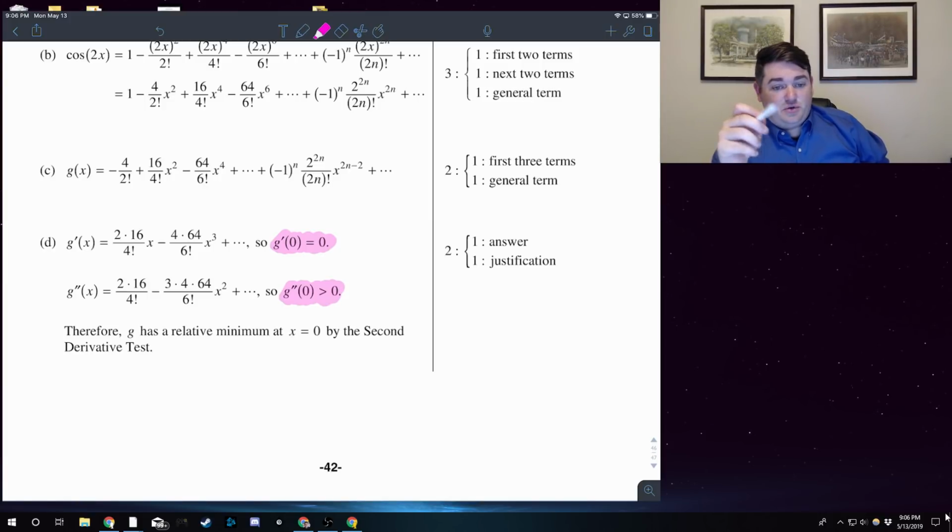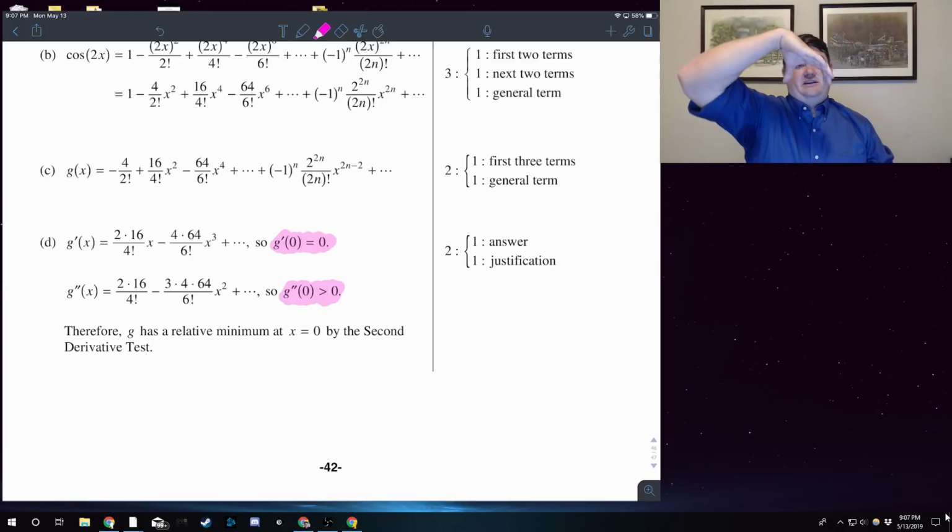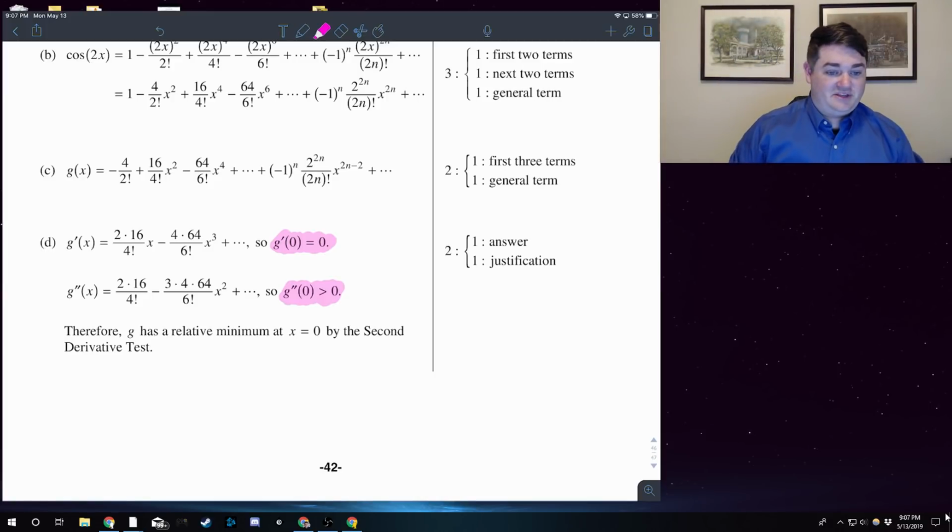So you've got a critical point that's concave up. So if you have a critical point and it's concave up, it has to be a minimum. It has to look like a cup. If it's concave down, it has to be a maximum. So by second derivative test, there is a minimum right there.